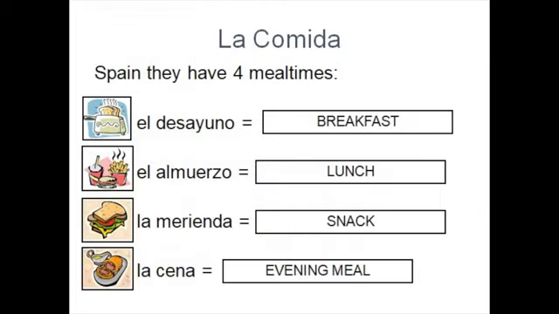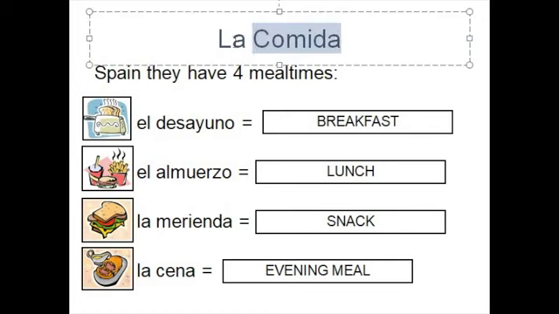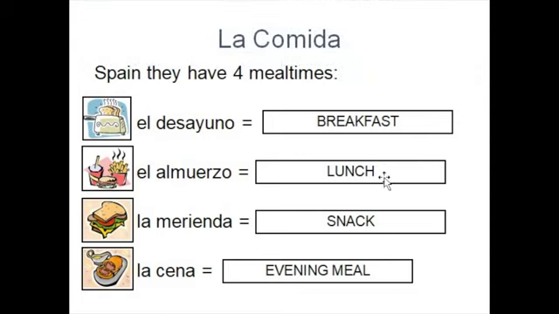Okay, so moving on to meal times. In Spain they have 4 meal times. So el desayuno is breakfast, el almuerzo is lunch. Sometimes el almuerzo is also referred to as la comida, just food, as it's usually one of their biggest meals of the day. So they do refer to it as food for lunch sometimes. La merienda is a snack, and la cena is your evening meal. You pause the recording here and make a note of those 4 meal times.